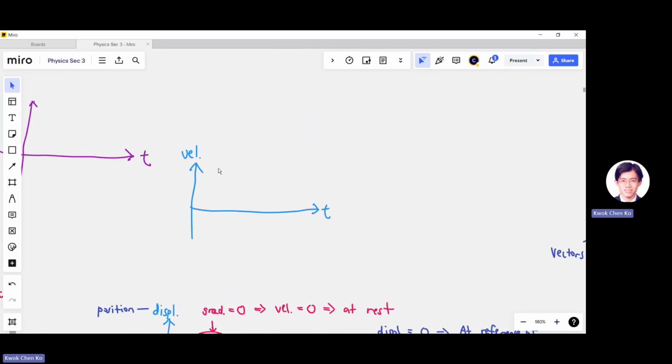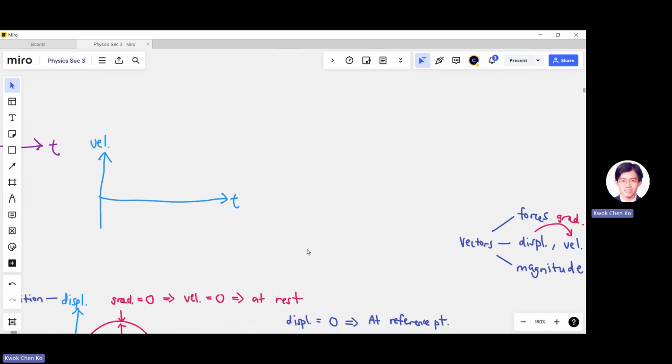Okay, gang, the one that's likely to come out is velocity time. Same thing. I was going to ask you, what if velocity is zero? I think we have the answer already. It means stop, at rest. But I'll write it down nevertheless.